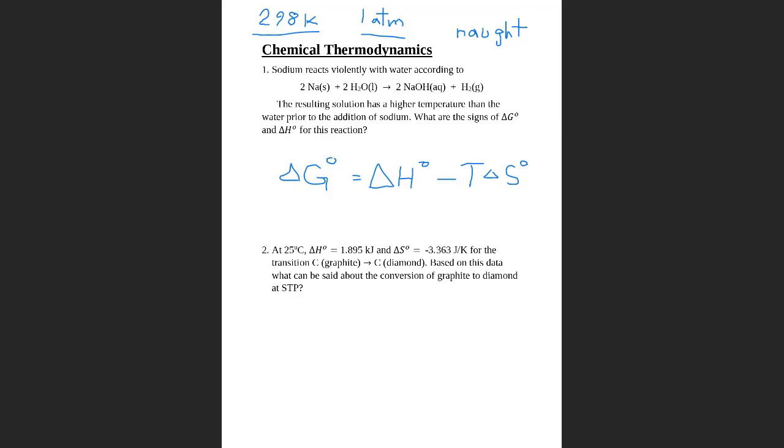Okay, so I think we hammered question number 1 to death. Just one little thing left over is what can you tell us about the T delta S term?